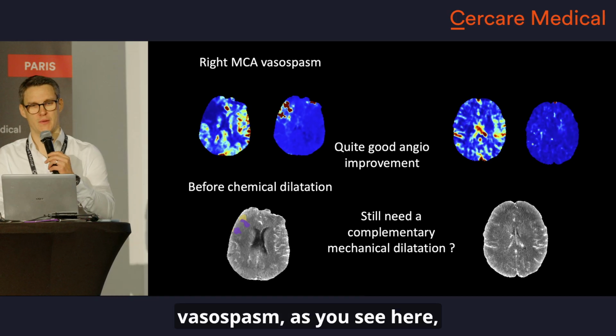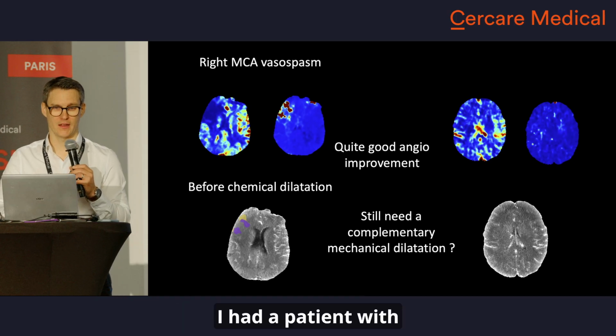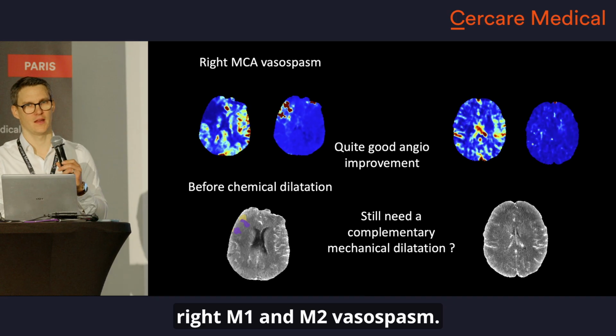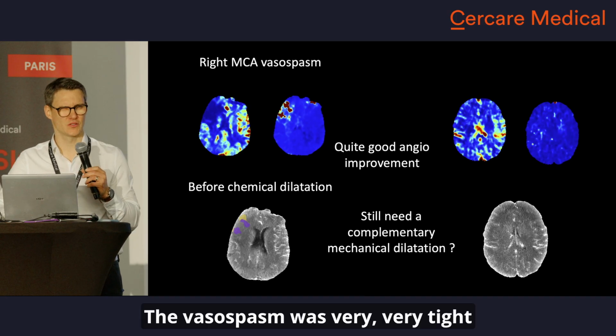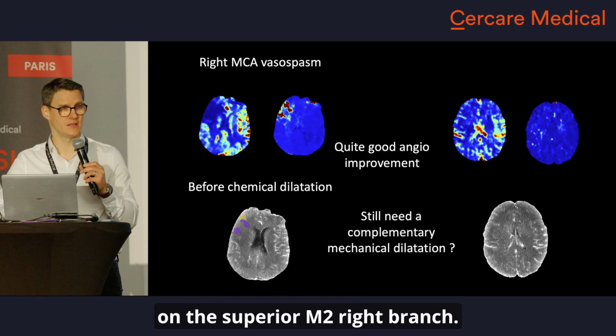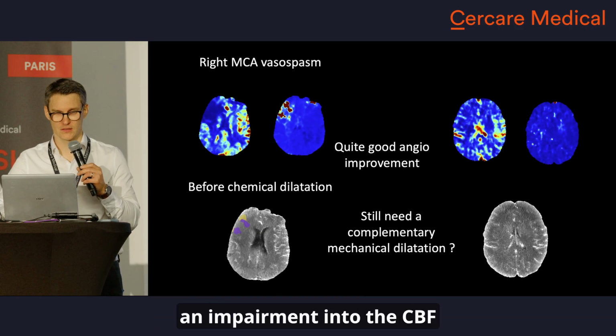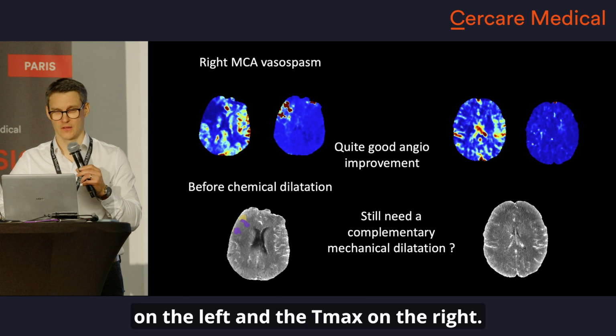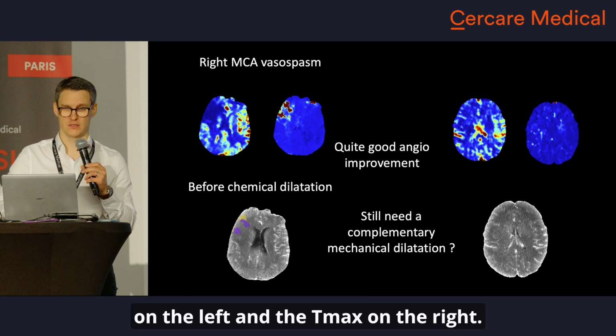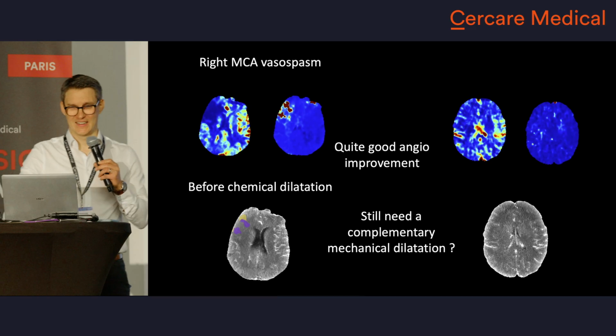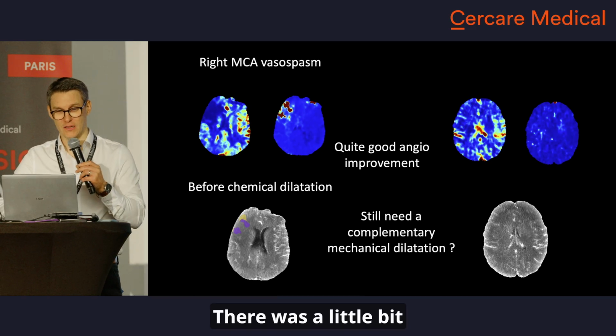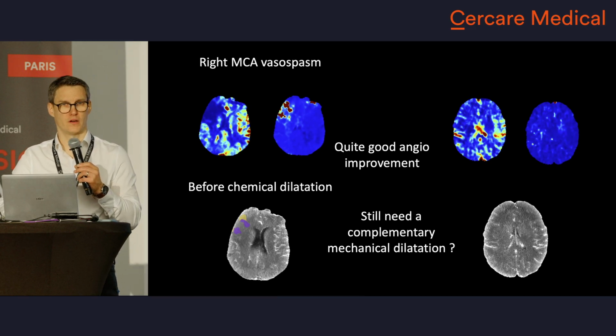Just a case of vasospasm. As you see here, I had a patient with right M1 and M2 vasospasm. The vasospasm was very, very tight on the superior M2 right branch. So you can see there's an impairment in the CBF on the left and the Tmax on the right. There was a little bit of core and penumbra.